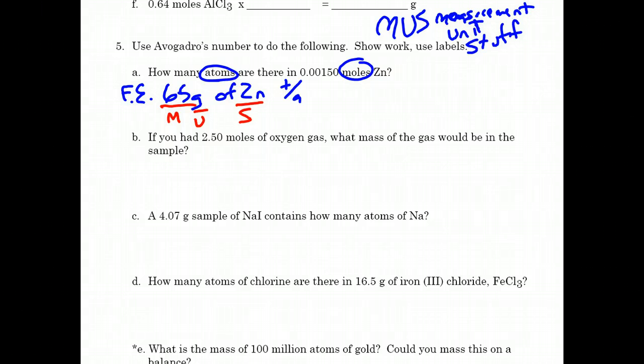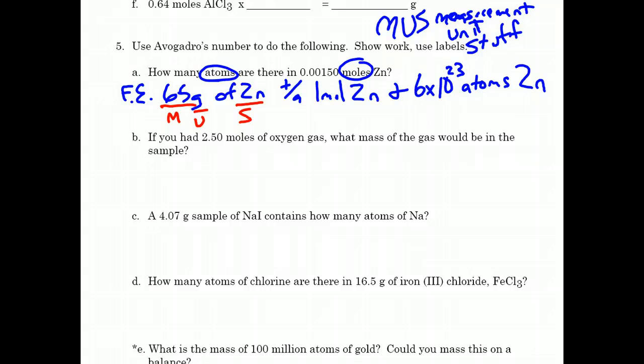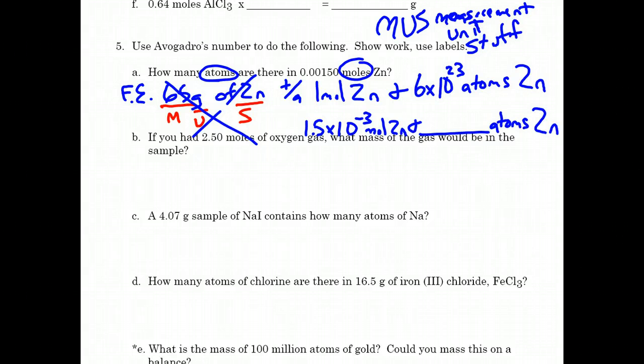There are 1 mole of zinc and 6 times 10 to the 23rd atoms of zinc. I'm using my measurement unit stuff for all of these. And then grams, I don't really care about it because I'm only relating atoms and moles. So I could say that we have 1.5 times 10 to the negative third moles of Zn. And that relates to some number of atoms of zinc.